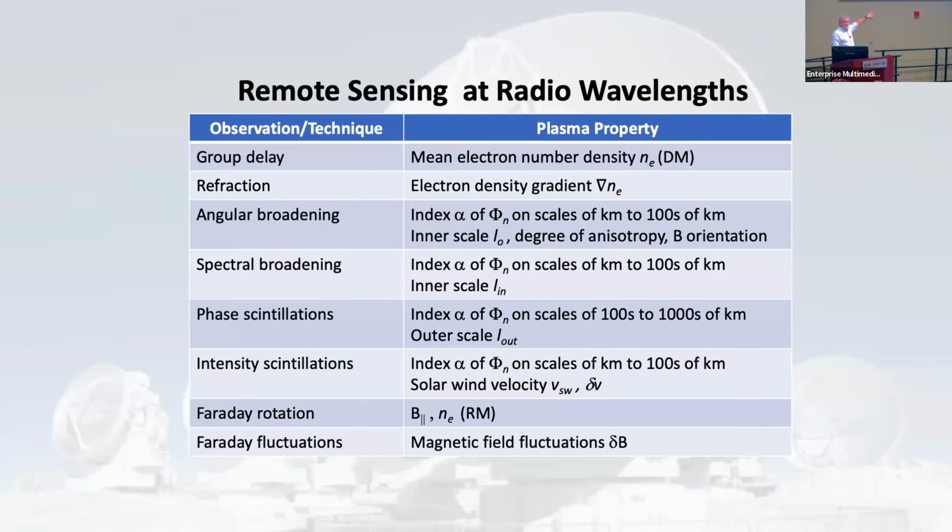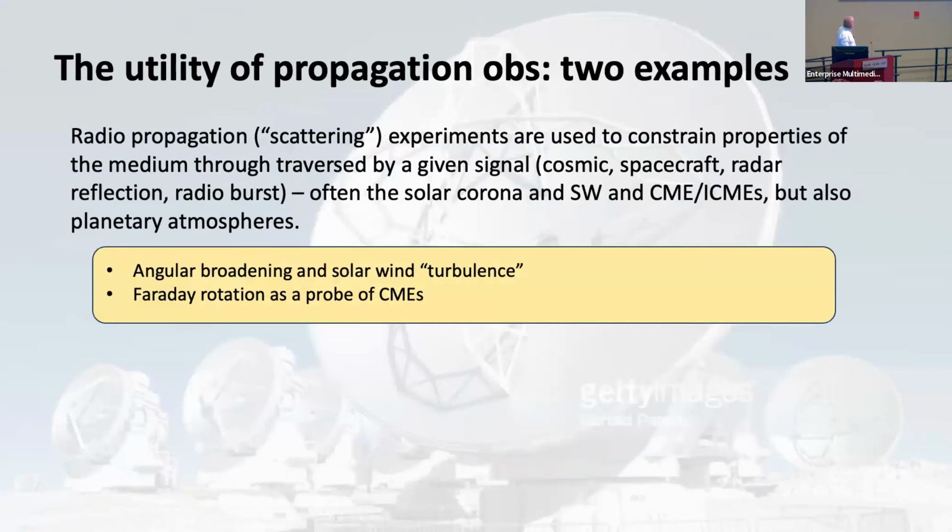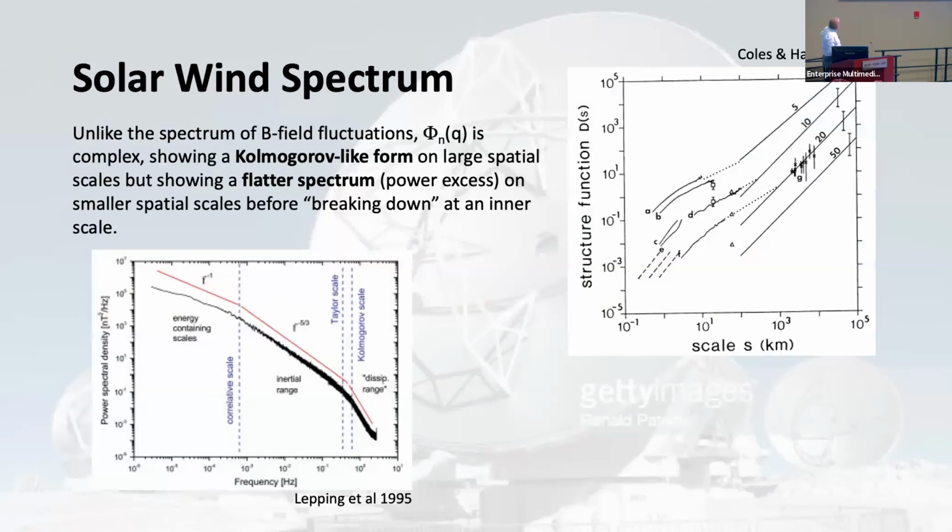So there are lots of different phenomena, and this is not a complete table, that you can use to learn things about the solar wind and the corona. I probably won't have too much time to go into this. I'm going to say a few words about angular broadening and solar wind turbulence, and then if I have time, I'll mention Faraday rotation as a probe of CMEs.